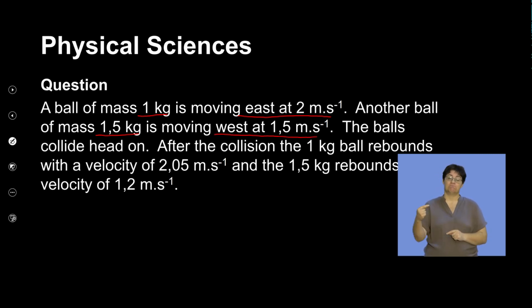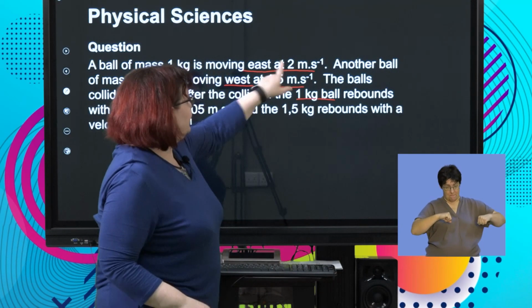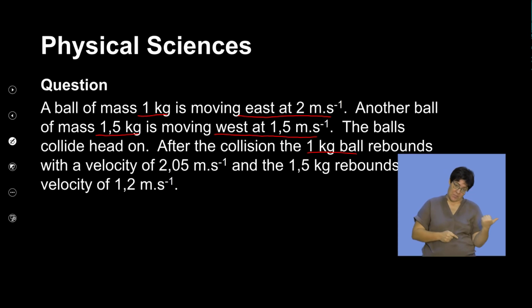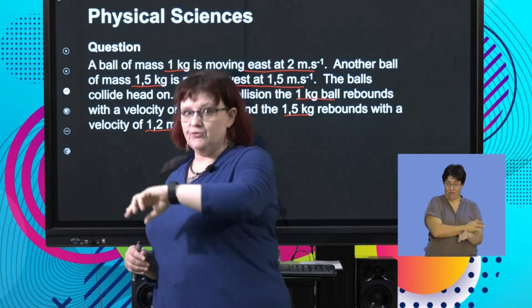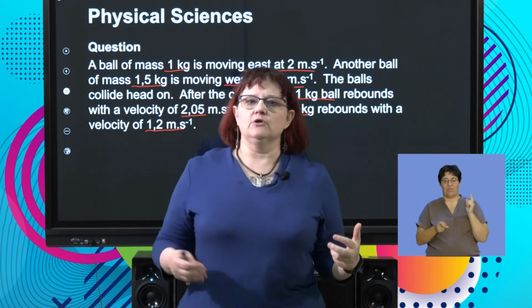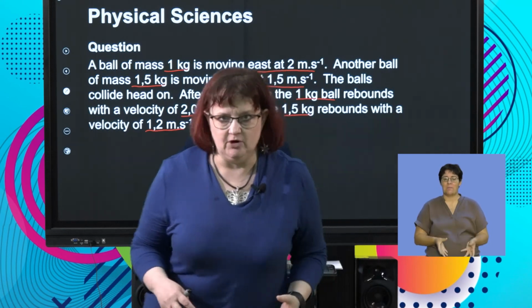The balls collide head-on. After the collision, the 1 kilogram ball rebounds. Rebounds means that it changes direction. So it was going east, now it's going west with a velocity of 2.05, and the 1.5 kilogram ball rebounds at 1.2. So it was going west, now it's going east. They've been really nice in this question because they've given you both before velocities and both after velocities. There's a reason for it because we're trying to just get to the kinetic energy part of this, okay?